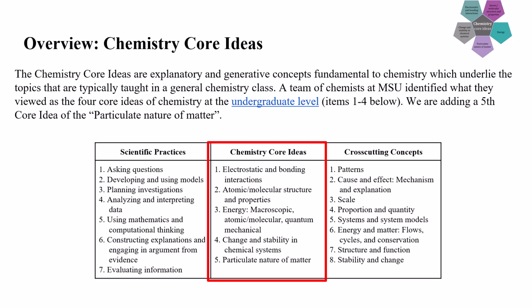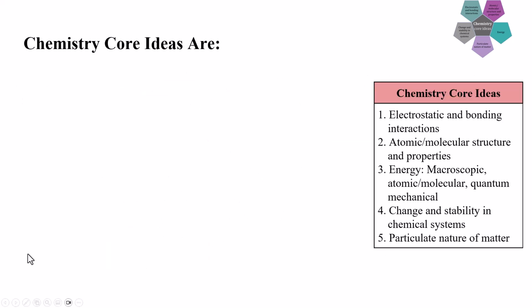And so they really underlie much of what we experience in the general chemistry classroom, whether that's at the high school level or at a college level. It turns out that a team of chemists at MSU identified what they viewed as 4 core ideas for chemistry, and those are really focused at the undergraduate level, and those are 1 through 4 that we have listed. And then for this project, we're adding a 5th, and that really focuses on the idea of the particulate nature of matter.